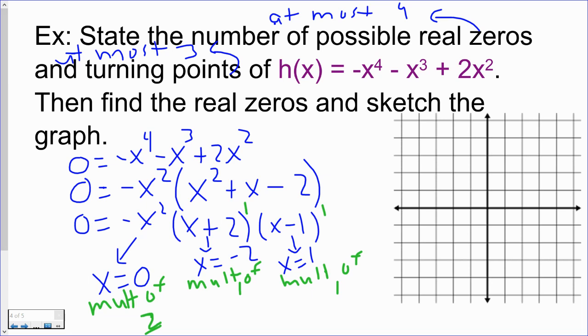So how am I going to go ahead and graph this? Well, let's graph the points. So my first one here is at negative 2.